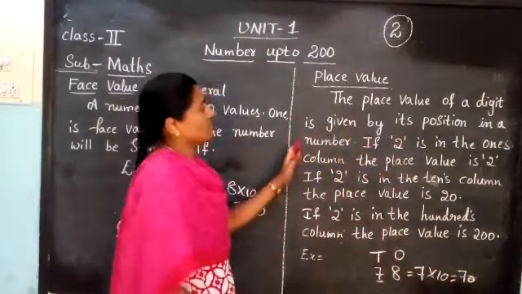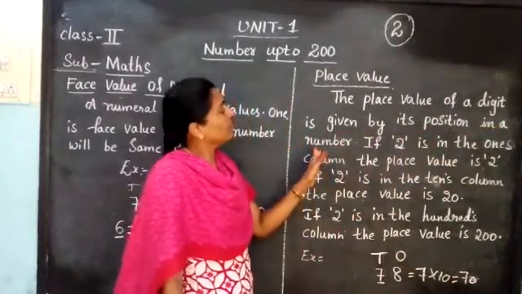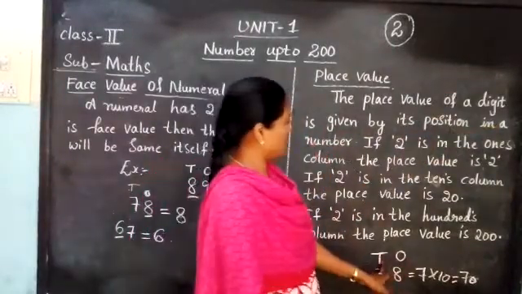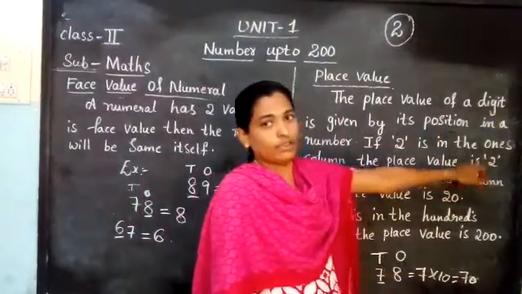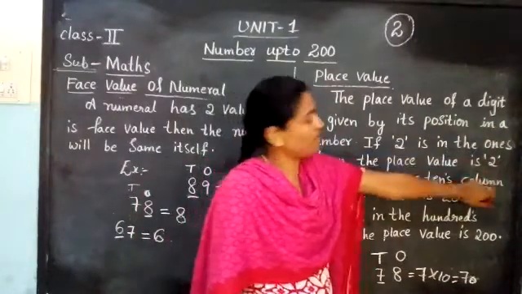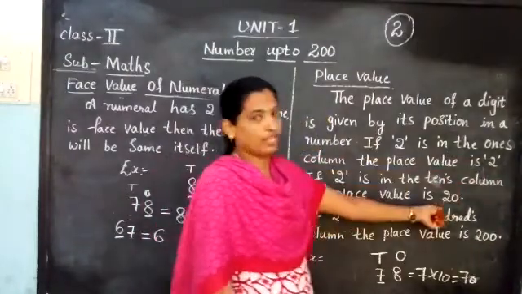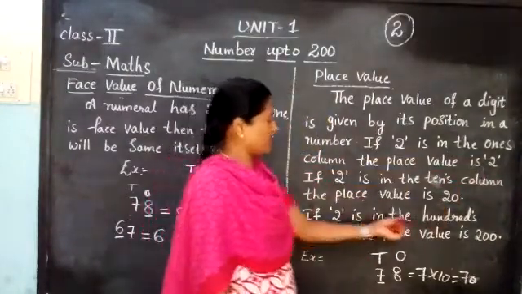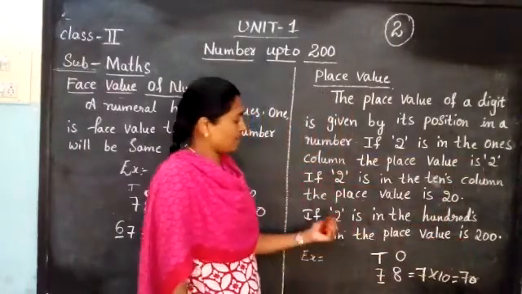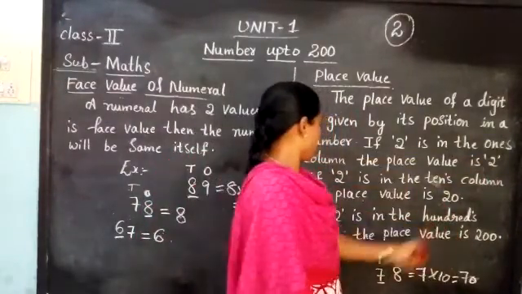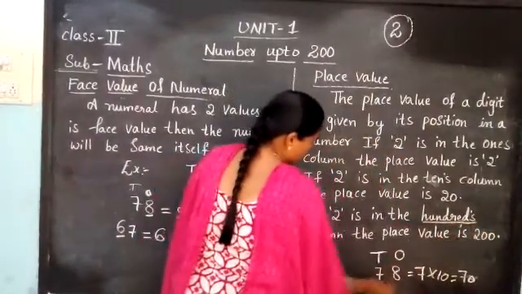Again I will explain this place value. The place value of a digit is given by its position in a number, so we have to take place values of ones and tens. If 2 is in the ones column, the place value is 2 only, because we are taking only the ones column. If 2 is in the tens column, 2 into 10, the place value will be 20. If 2 is in the hundreds column, the place value is 200. Why? Because 200 means 2 into 100. We are taking the hundreds place here.